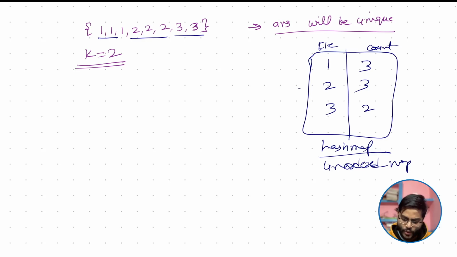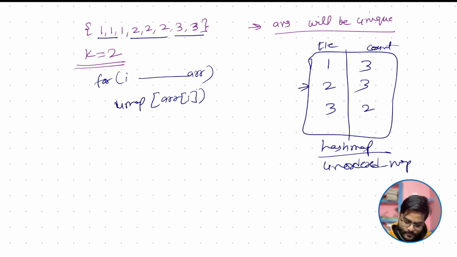And we know how to put values in a map. We will iterate through the array and just do umap of array of i plus plus. That's it. We can take an unordered map or whatever data structure you want; we just need to take care of this count. This is the first step. Now we got the counts. What can we do?